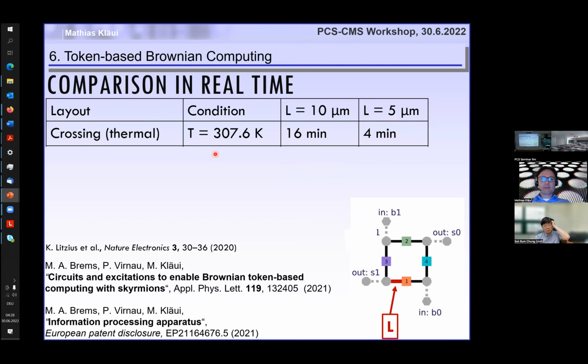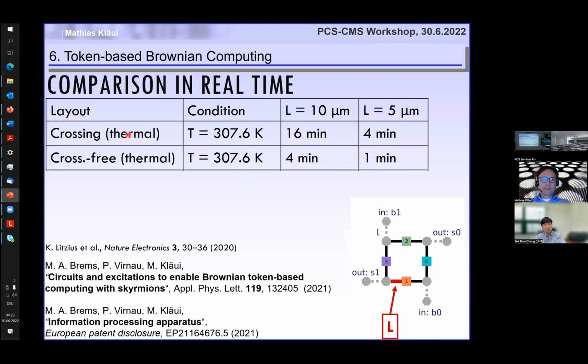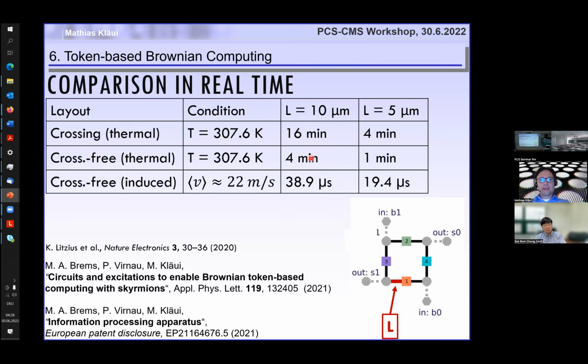So here, for typical thermal diffusion of skyrmions, we have a few minutes of calculation for the traditional circuit. But in our crossing-free circuit, we're already 4 times faster. And additionally, if we have induced dynamics, we can get orders of magnitude faster calculation. So we go from minutes to microseconds. And if you're interested, the results are here in this paper. Here we also filed a patent.